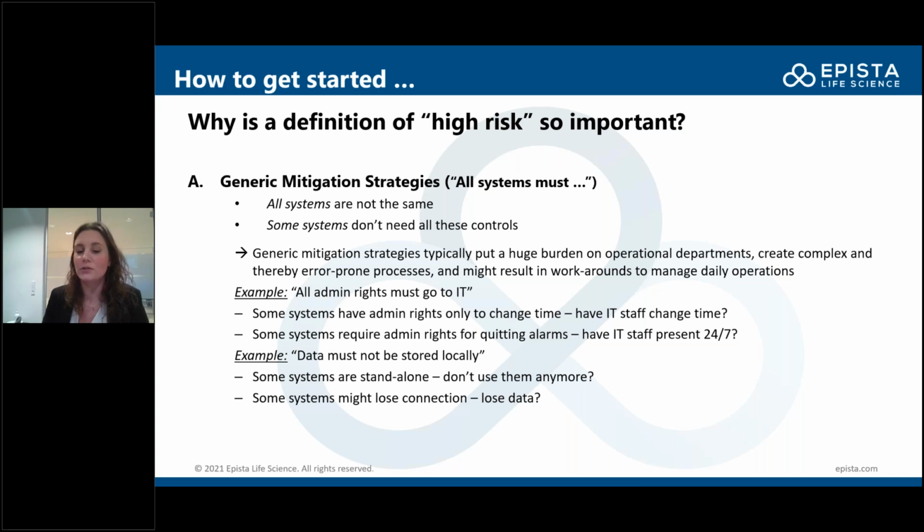Both sites were then experiencing connection loss, and the site that had the data stored locally was in a bit of a better position because they could at least retrieve that and reestablish the connection. For the other site, the data was lost forever. And there was, of course, then a lot of mitigation, deviations, CAPA measures around. So that is also something that should not be set as a generic mitigation strategy.